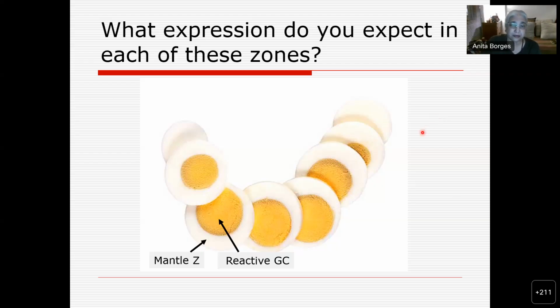And that is the mantle zone. The white is the mantle zone, okay? And the yolk is a reactive germinal center. This is a reactive lymph node. So what expression, now I will ask you, do you expect in the zones that I will point out to you?